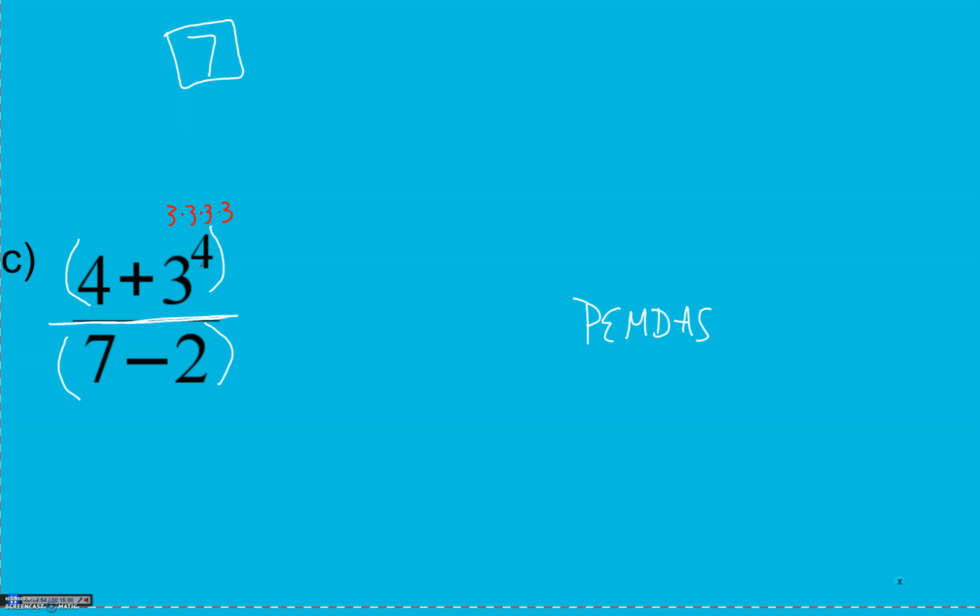And we did this one already. 3 times 3 is 9, and 3 times 3 is 9. When we multiply them together, we get 81. And I'm going to bring over the rest of my problem.